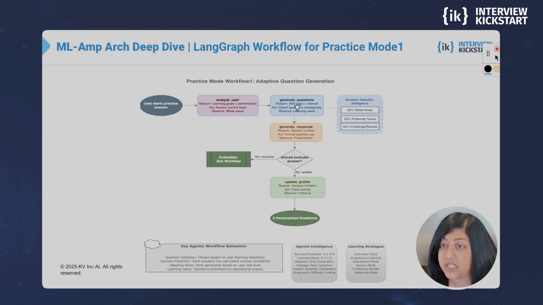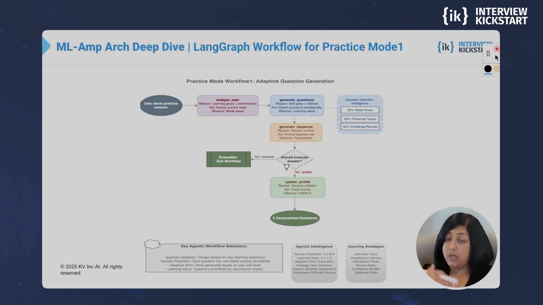So the questions are generated based on a distribution, as you can see here, in terms of how questions are selected and rendered to the user in this practice session. Then the user inputs a response. There is a decision that's going in here.